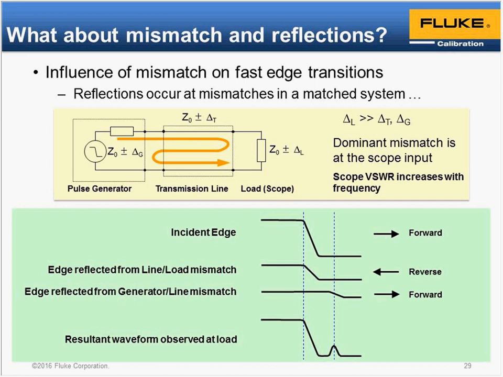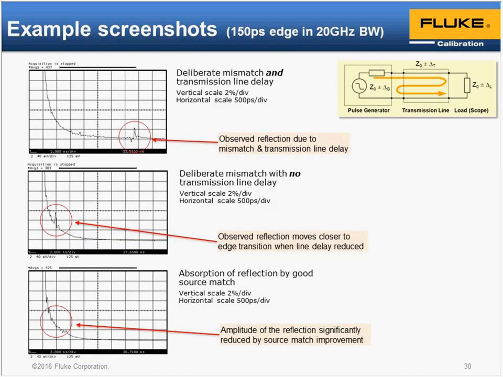So on the screen, what we've got there is a deliberate mismatch and a transmission line delay. If you take a look at that red circle there, you will see a little blip. That's the reflection that you observe. We're just looking at a falling edge returning to zero. You'll see that blip there, quite visible, and that's the effect of the reflection.